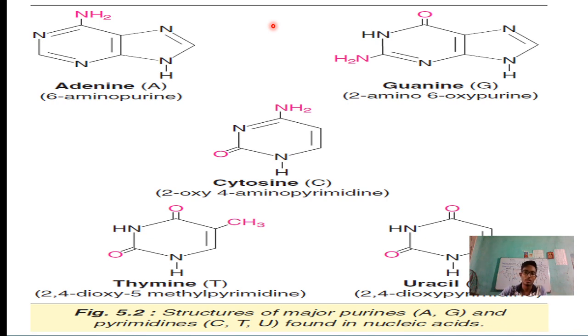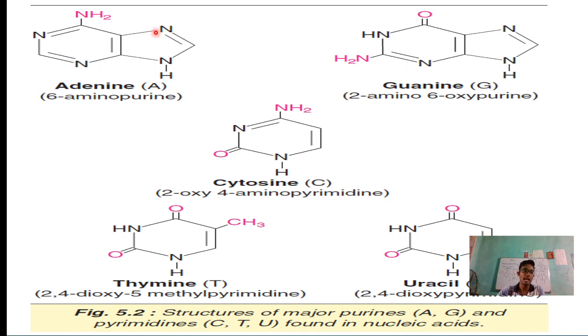Let's see, this is adenine, guanine, cytosine, thymine. Except adenine, the guanine, cytosine, thymine and uracil also show tautomerism. But here you can see that at the physiological pH, they all show the lactam form. What is the meaning of physiological pH? Physiological pH means the pH at 7.4. It is called the physiological pH.